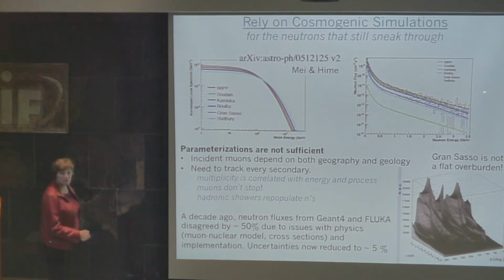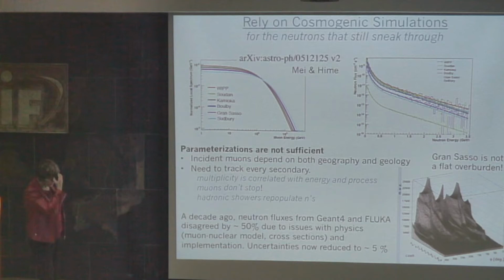And many people use these curves to determine what their backgrounds are, and they didn't do a good job with it. Several reasons. One is, for example, this assumed a flat overburden, which is clearly not true. Here's just a picture of the geology of Gran Sasso. But also, you have to track every secondary particle in the shower. You cannot simply grab individual particles from some parameterization because you don't get the correlations between the particles in the shower, and you don't get as many as you need, and you actually make grave errors. It's correlated with energy and process.